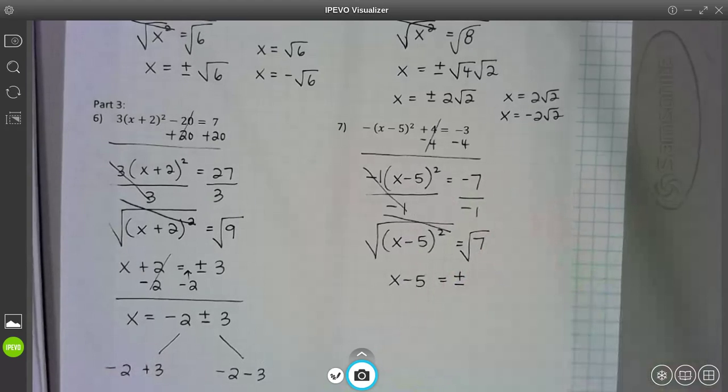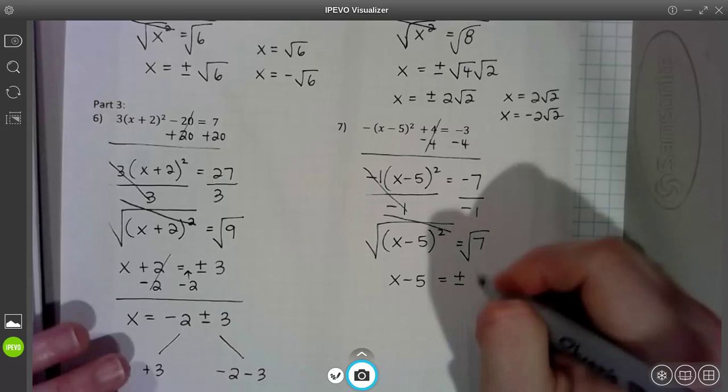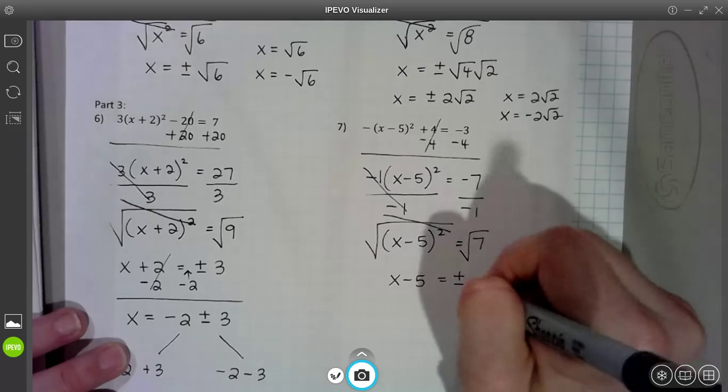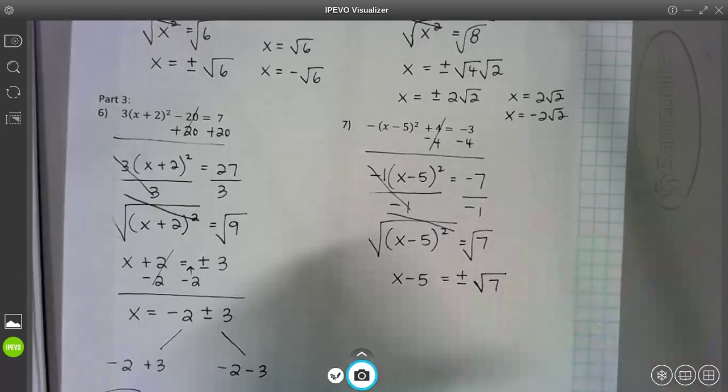Well, guys, can we take the square root of 7? No. Can you simplify the square root of 7? No. So he has to stay the square root of 7 because otherwise I'd have to round him to an ugly decimal, and I don't want that. We're going to leave him in his exact simplified answer, which is the square root of 7.